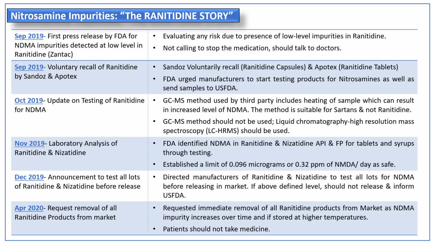which was used for the sartan family, may not be specific for ranitidine because it leads to heating of the sample, which might increase the nitrosamine impurities, right? And there was an announcement in December 2019 to test all lots, and in April 2020 they requested to stop all the ranitidine medicines.